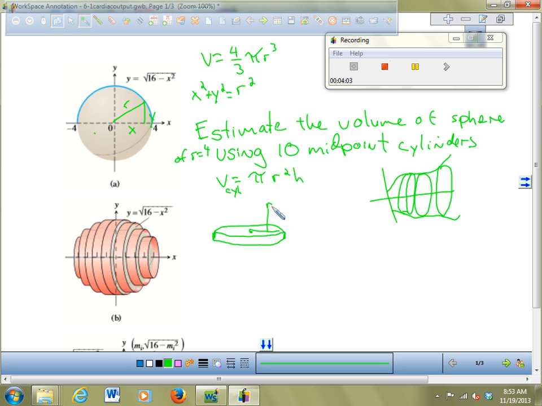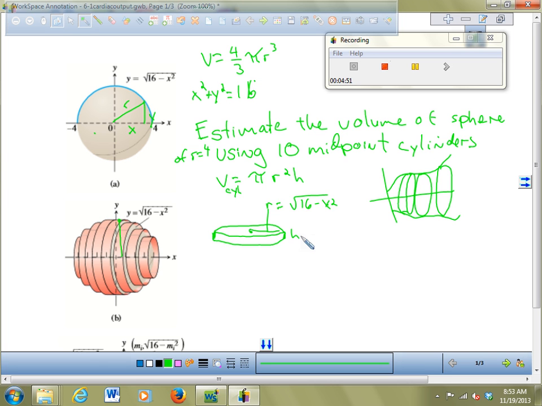So r in this case is going to be the height of one of these little cylinders, right? And that's given by solving for y in this equation where r squared is 16, because the radius is 4. So the equation of this particular circle, or semicircle, is x squared plus y squared equals 16. So r in this case is equal to the square root of 16 minus x squared.